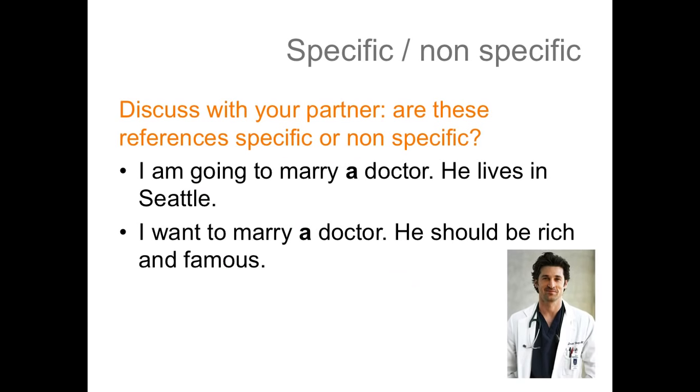I'm going to marry a doctor. He lives in Seattle. I want to marry a doctor. He should be rich and famous. In the first sentence, the reference is specific. The referent is clearly identified. You are mentioning him for the first time, hence the use of the indefinite article, but he has a clear reality. Among the entire set of doctors, you have selected one that you're going to marry.